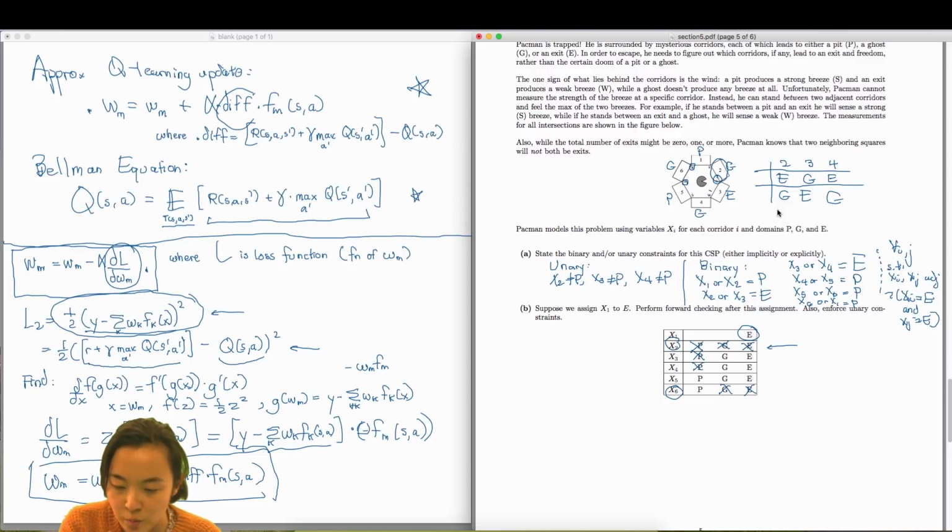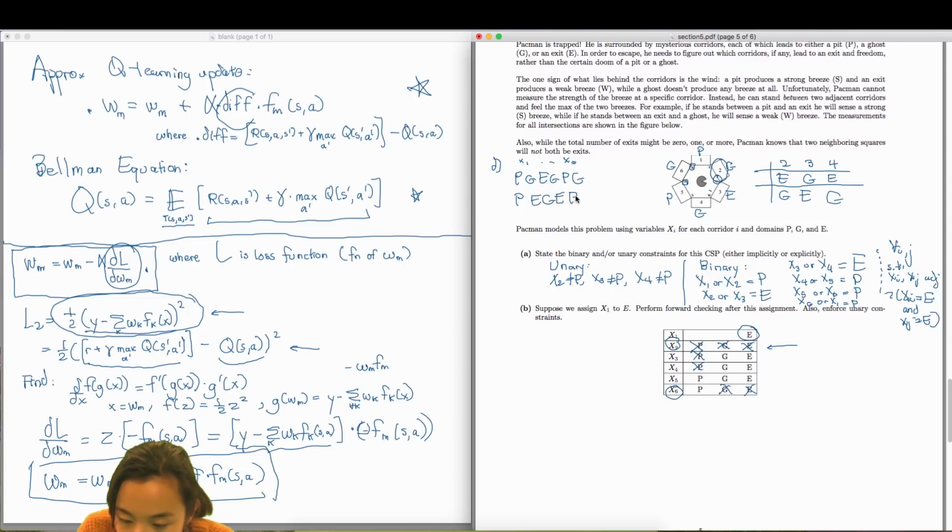So for part D, I will just write it here. The two possible assignments from x1 to x6 are P, G, E, G, P, G, or P, E, G, E, P, G. And so that's it.